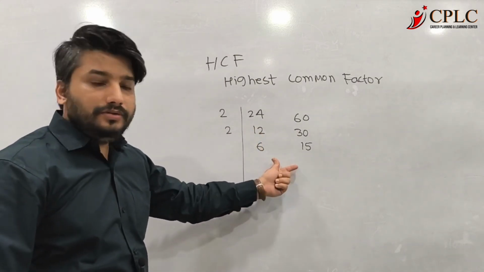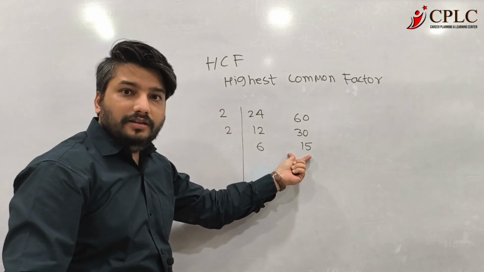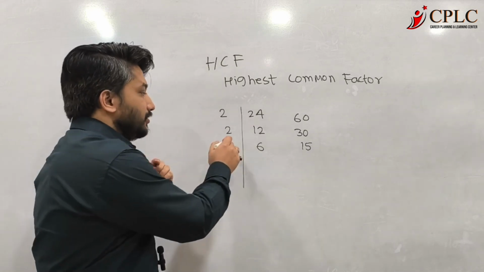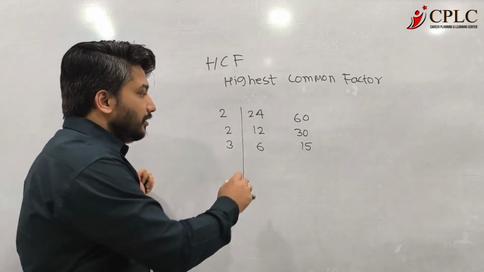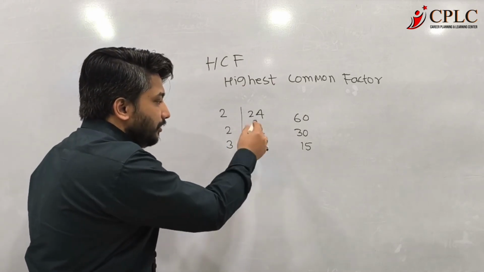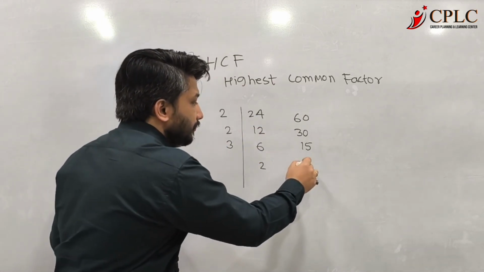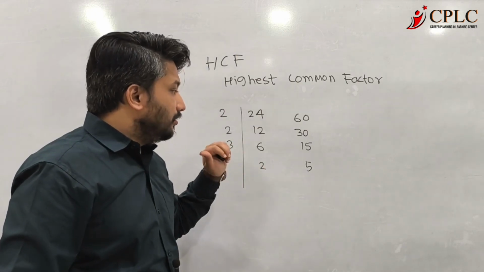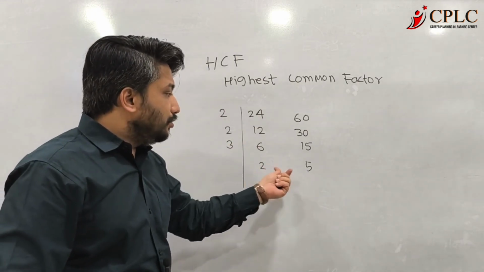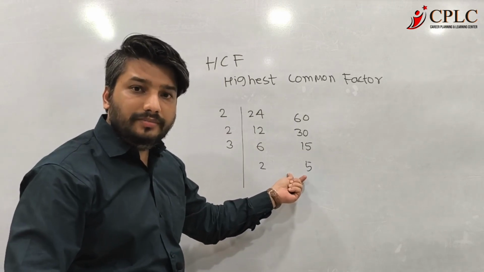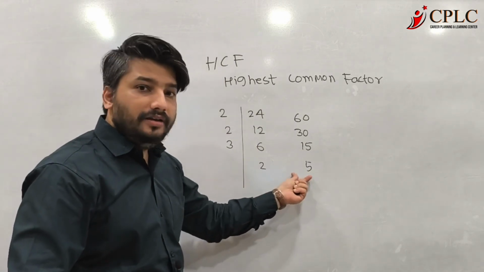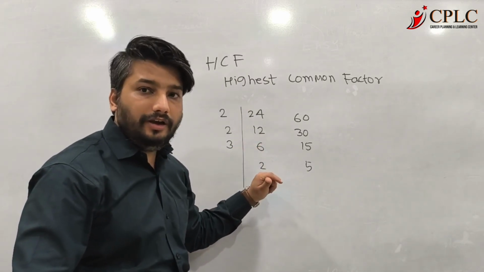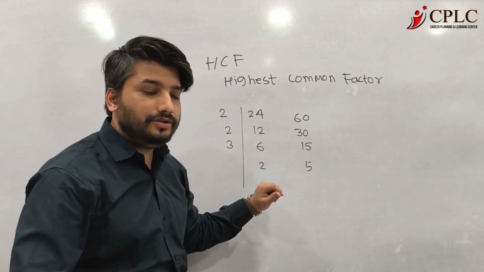Now coming to these 2 numbers, 6 and 15, they will both be divided by the same number, which will be 3. So they are completely divided by 3. 3 2s are 6 and 5 3s are 15. Now these 2 and 5, both these numbers are not divisible by any same number, and that is the point where we need to stop.